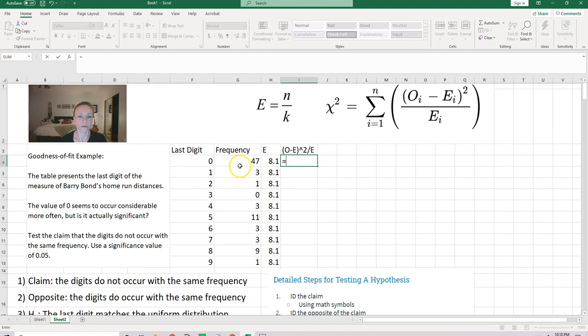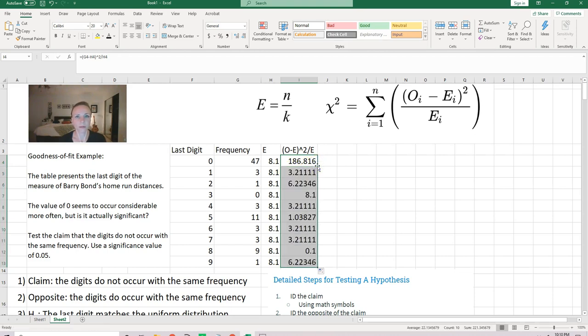This is equal to, open parentheses, observed minus expected, squared, divided by expected. So it's blue minus red divided by red again. Okay, so I did get a big number like I was expecting. If I carry all of those down by double clicking with the skinny arrow or dragging down, then I will get all of the differences squared divided by the expected values.